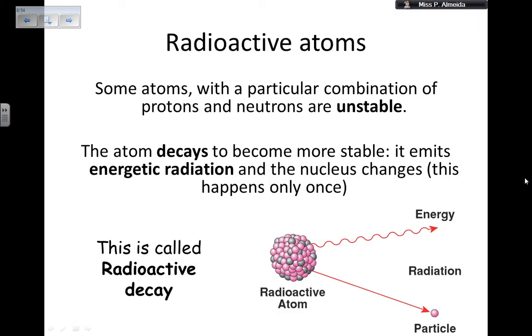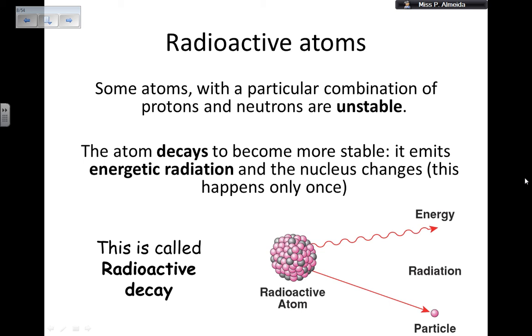Finally, why is this radiation given off? So this radiation is given off by atoms that we call radioactive, okay? Some atoms have a particular combination of protons and neutrons that makes their nucleus unstable. This has to do with the electromagnetic force and the strong nuclear force, but you get to know that if you go to my A-level videos on particles and radiation, or particles and antiparticles, where I explain this. So the atom decays to become more stable, okay?